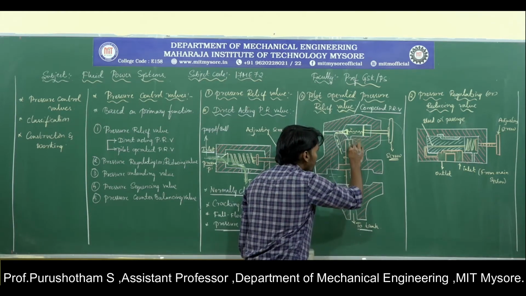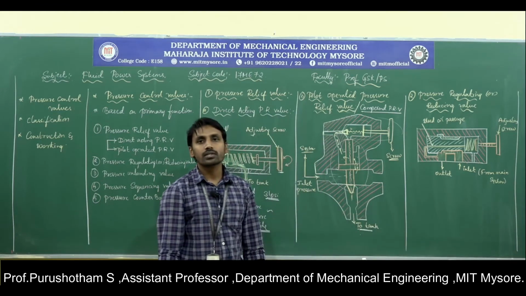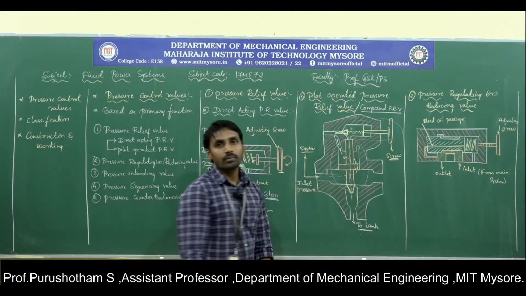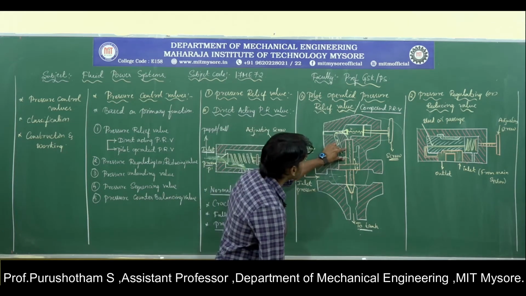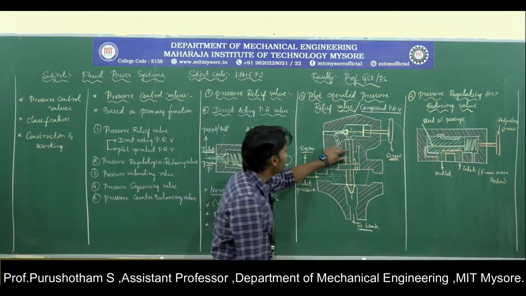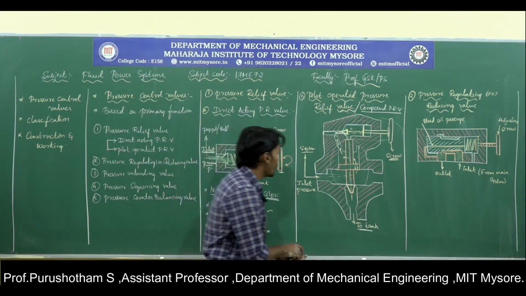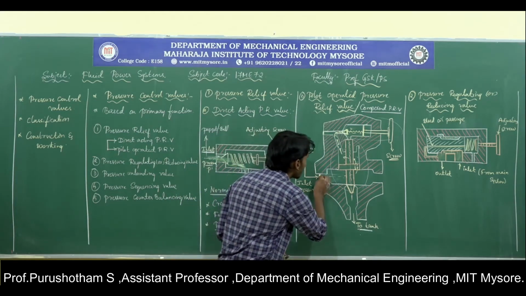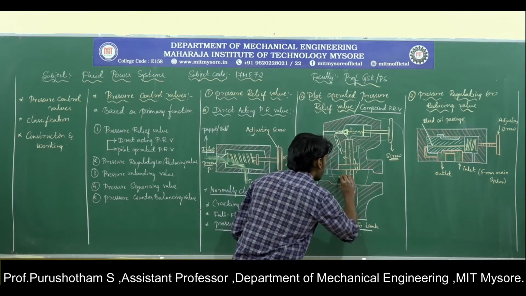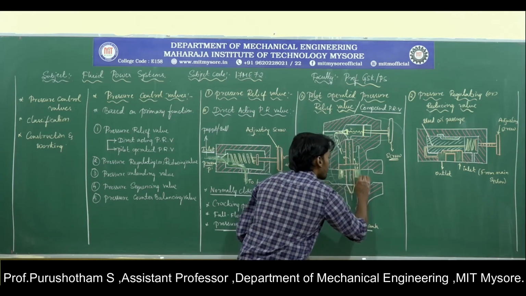and through this channel goes to the tank. That means there is a pressure drop. Now the pressure in this main valve is less than the inlet pressure, so a pressure difference is created. When the pressure difference is large, what will happen? The pressure of the fluid will move this piston upwards.